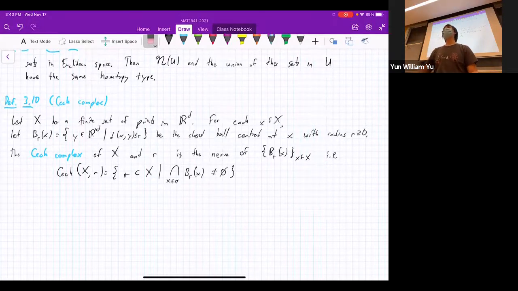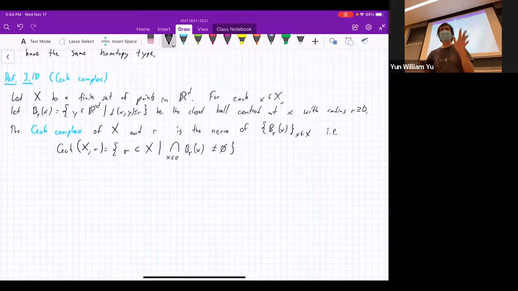Basically, the nerve of a cover is just the simplicial complex that arises directly from looking at the intersections of the sets in your cover. Right. So in that sense, it is unique, but I'm not entirely sure what you mean by the question. Okay, anyway, so now, because closed balls are closed and convex, and they are in your space, the nerve theorem applies.